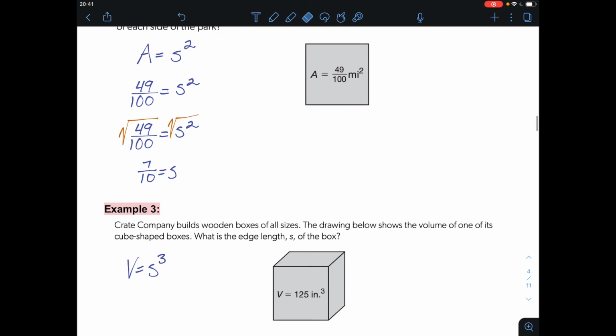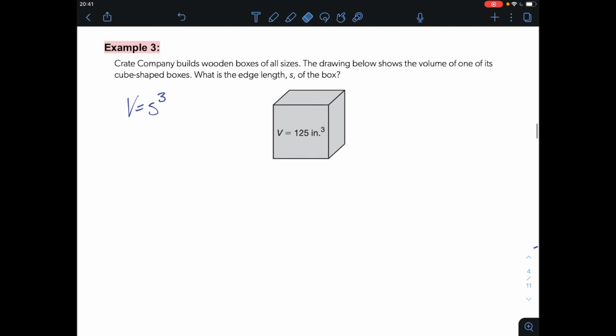For cubes, we often see those in volume in geometry. So here, Crate Company builds wooden boxes of all sizes. The drawing below shows the volume of one of its cube-shaped boxes. We are finding the edge length S of the box. And they've given us our volume of the box, 125 cubic inches.